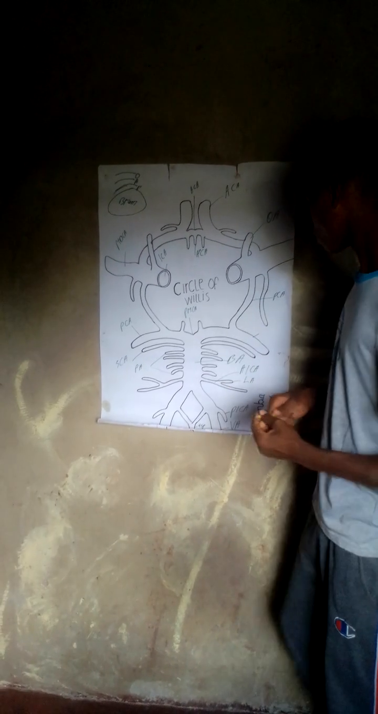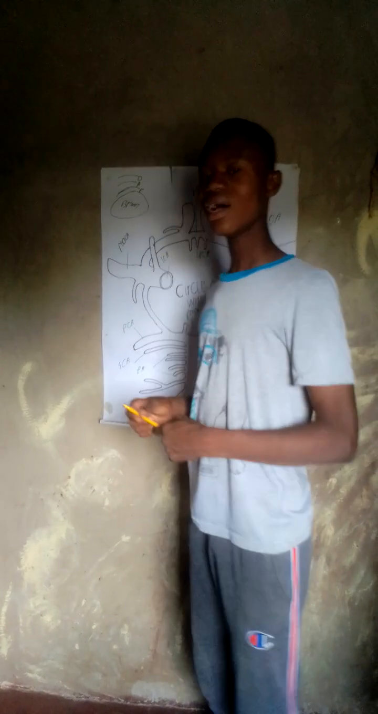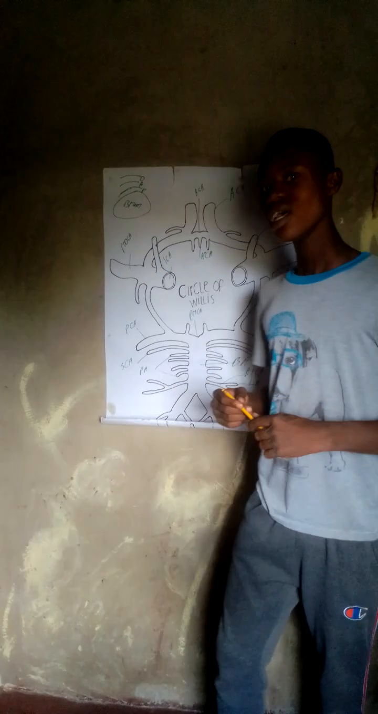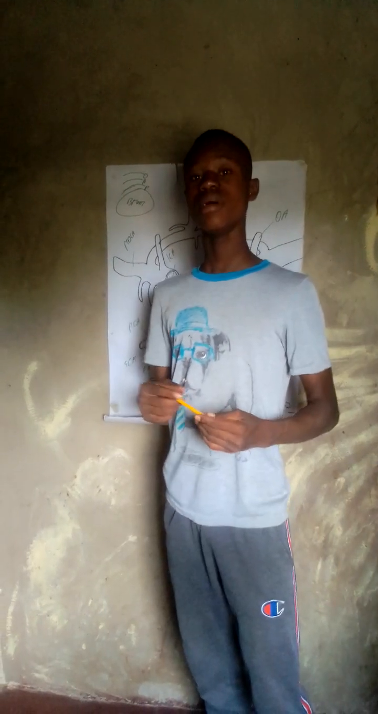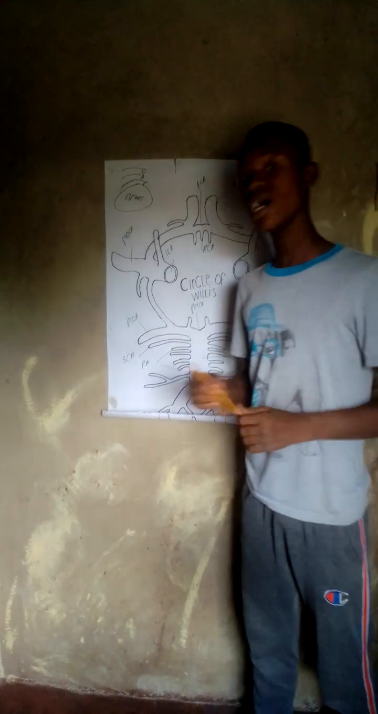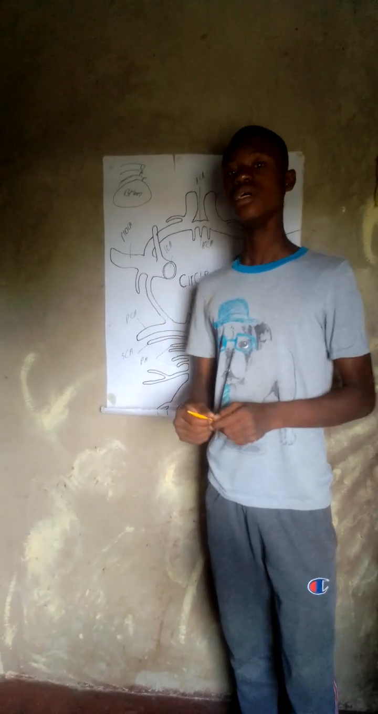And this anterior inferior cerebellar artery supplies blood to the cerebellum, and the posterior inferior cerebellar artery supplies blood to the medulla oblongata.